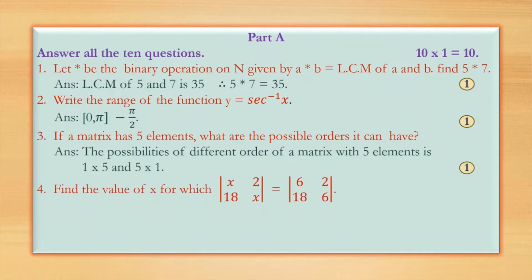Find the value of x for which the determinant of x, 2, 18, x is equal to the determinant of 6, 2, 18, x. Let us simplify this. Both the sides give the determinant. The left side will be x square minus 36 and the right side will be 36 minus 36. So finally x square is equal to 36, which implies that x is equal to plus or minus 6. The mark will be allotted for the final answer, that is plus or minus 6. If you write it, you will get the 1 mark. Since it's a 1 mark question, if you write the direct answer also, you will get the mark.